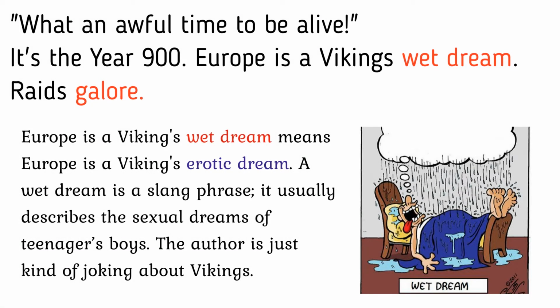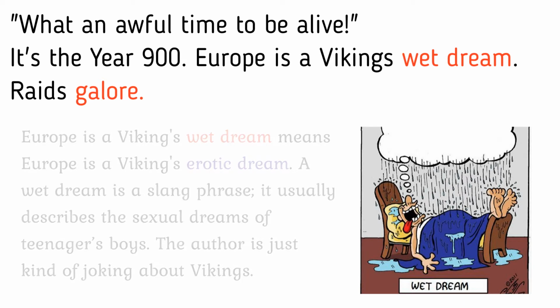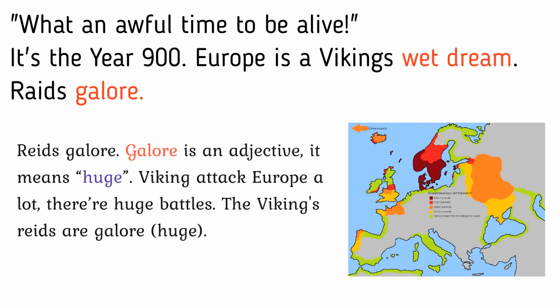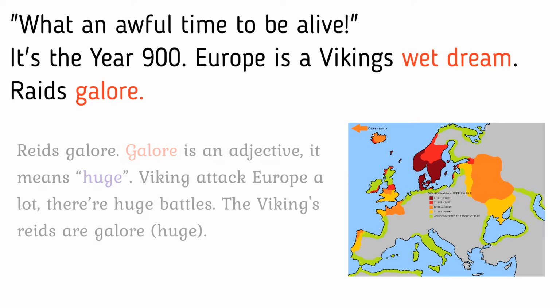Europe is a Viking's wet dream means Europe is a Viking's erotic dream. A wet dream is a slang phrase. It usually describes the sexual dreams of teenage boys. The author is just kinda joking about Vikings. Raids galore. Galore is an adjective. It means huge. Vikings attack Europe a lot. There are huge battles. The Vikings' raids are galore, meaning huge.